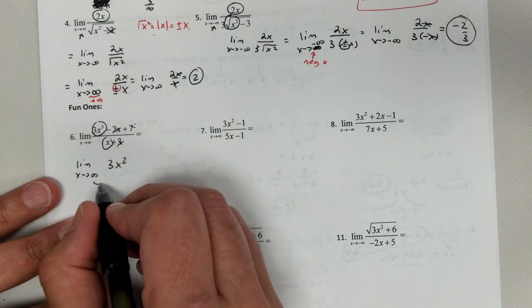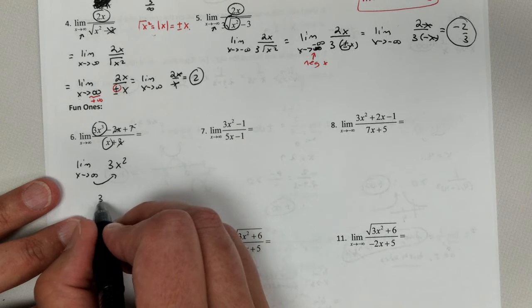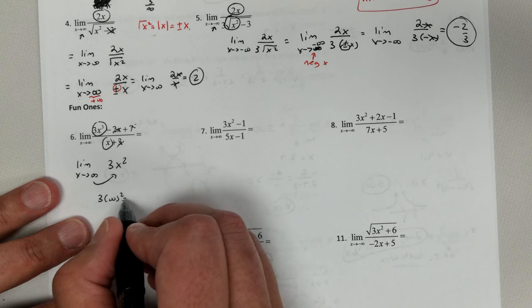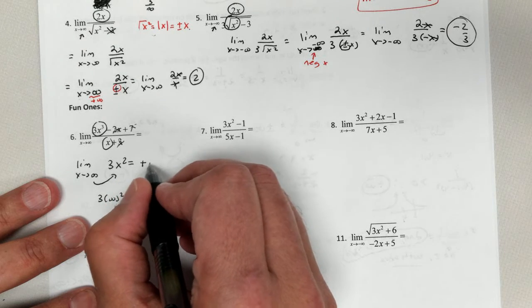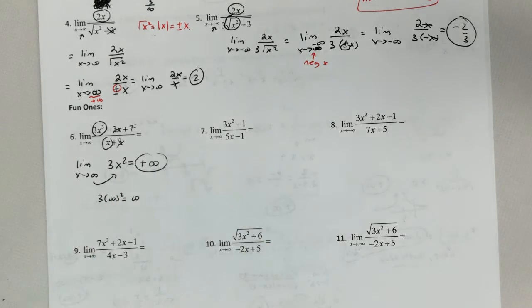Now, if I were to plug in infinity, this becomes 3 times infinity, which is, yeah, just infinity. So we're going to say this equals positive infinity. Now, a lot of times people ask, do we have to put positive infinity? No, you don't have to. I just do.